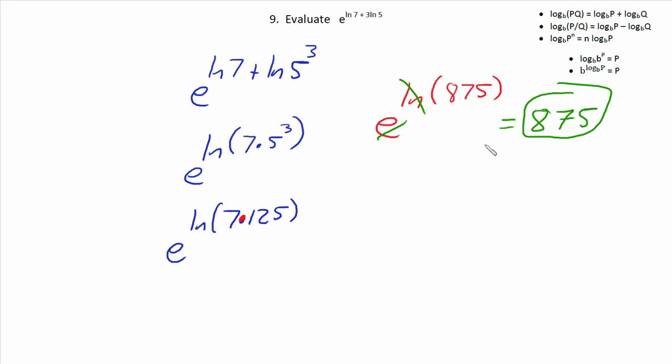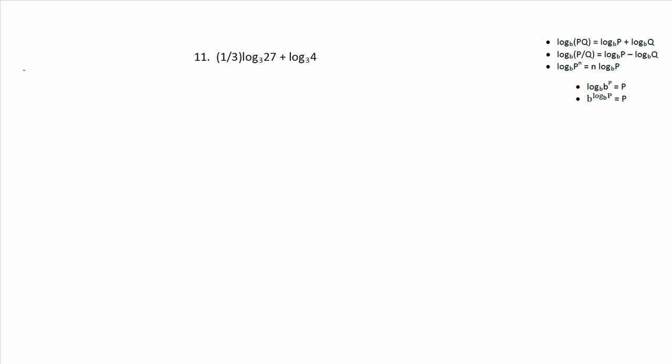Okay, let's move on to the next one. Here we are with number 11. On number 11, they want us to rewrite this, basically simplify it down to a single logarithm. Right now, notice we have 1/3 times this logarithm plus this logarithm. So we want to condense that down into a single logarithm. We want to start applying our condensing theorems to break this down. Right now they're split into pieces.